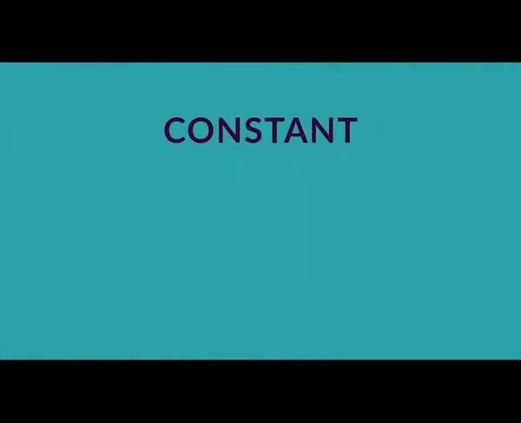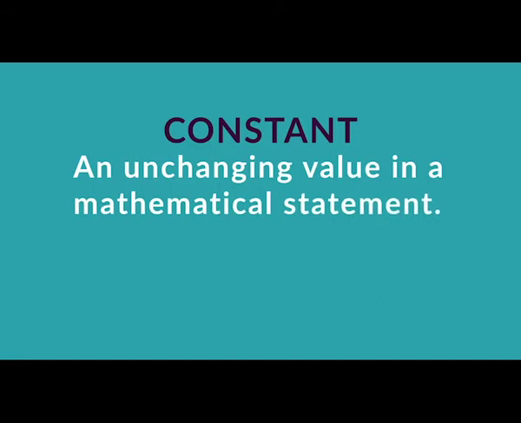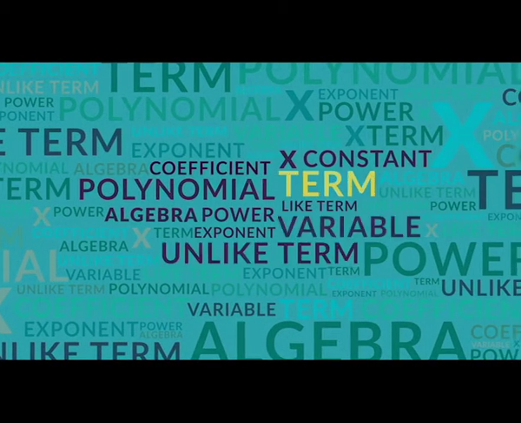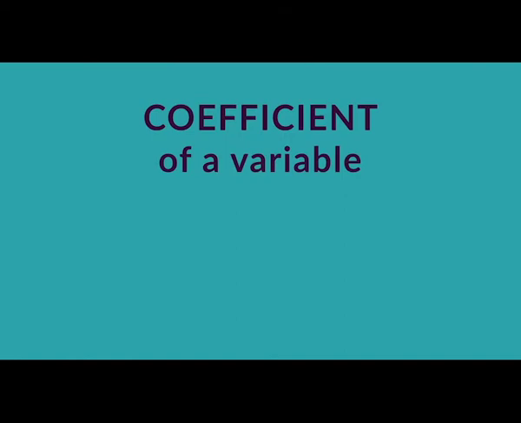Another word we encounter often in algebra is constant. This is exactly what it says, a value that is constant and does not change. Numbers which are given in a mathematical statement are constants. In this statement, for example, x is a variable and 3 is a constant. What is a coefficient? A coefficient is a number used to multiply a variable. The coefficient also includes the positive or negative sign. Here, minus 2x means negative 2 times x, so the coefficient of x is negative 2.